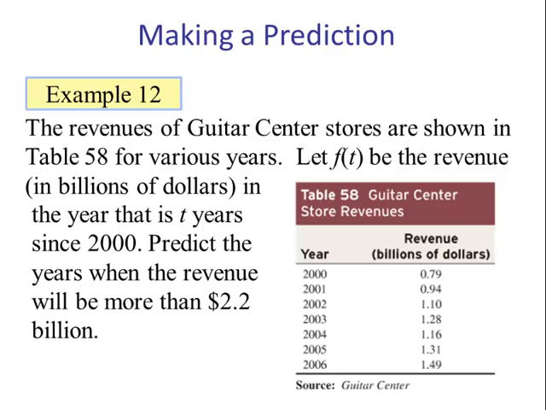Example 12. The revenues of Guitar Center stores are shown in Table 58 for various years. Let f of t be the revenue in billions of dollars in the year that is t years since 2000. Predict the years when the revenue will be more than 2.2 billion. Now, more than means greater than. That's an inequality. So we're going to take this data, construct a linear model, and then use that linear model to predict when that model will be more than 2.2.